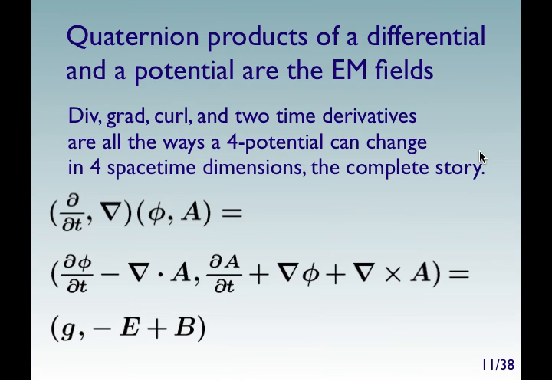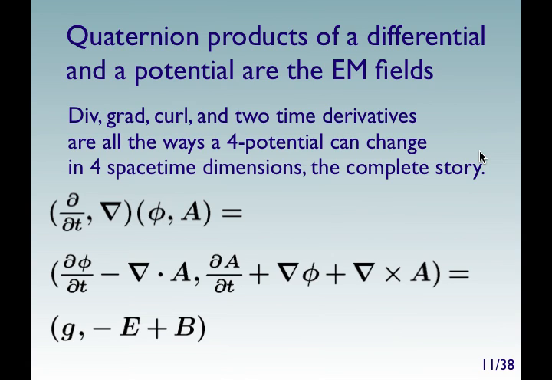So what we're going to do now is form very simple quaternion products. We're just going to take a differential operator and a potential, and it just amazes me that we're going to end up with the fields of electromagnetism. Okay, so this is div, grad, curl and 2 time derivatives. And the nice thing about using quaternions is you understand what the heck is going on here.